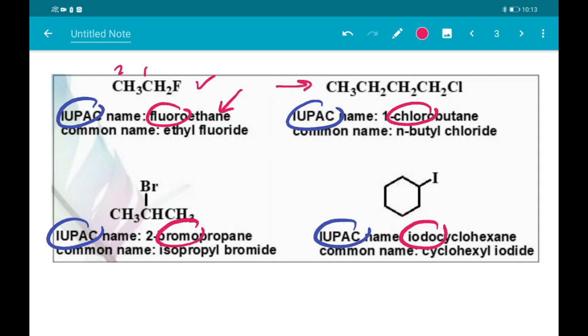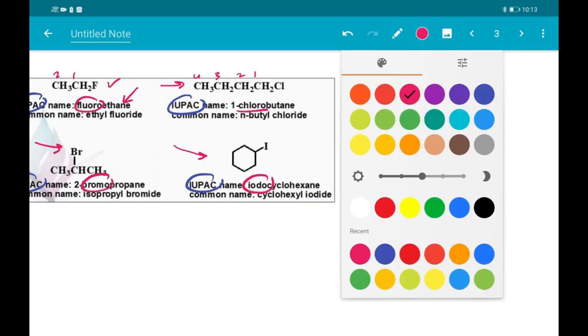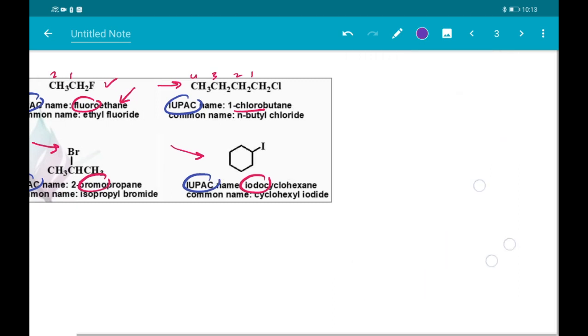For the next example, the longest chain is 4, and the chlorine is attached to the first carbon, and it will be called chloro. The same goes for the third example, and also the fourth example; all of them will be treated as a substituent. This is logical because we already know about the priority of naming an organic compound.